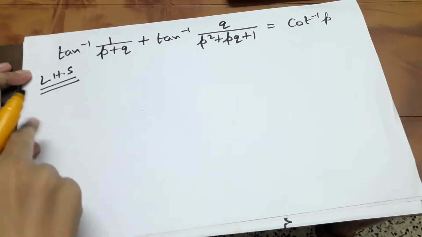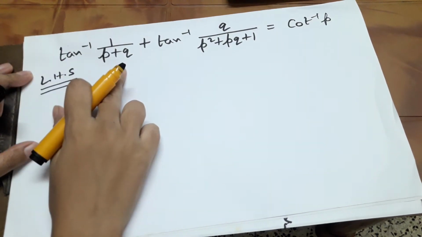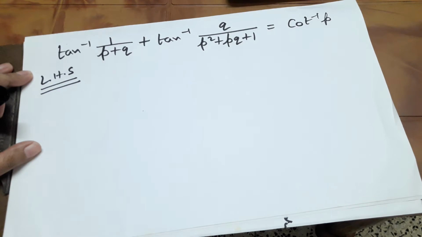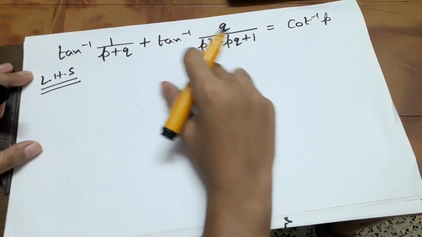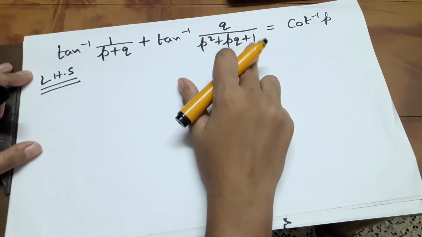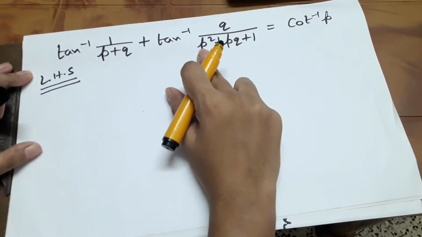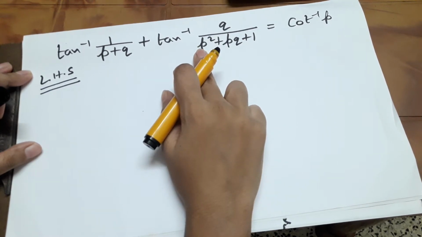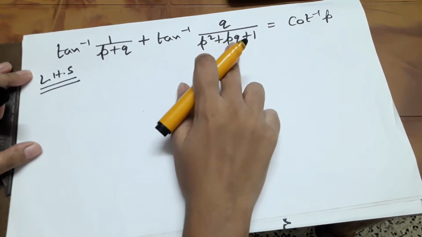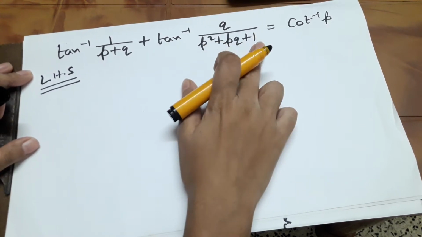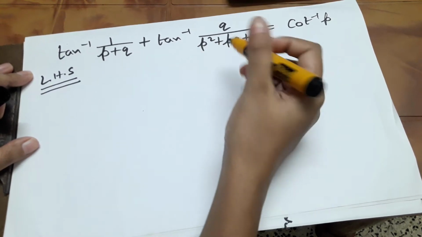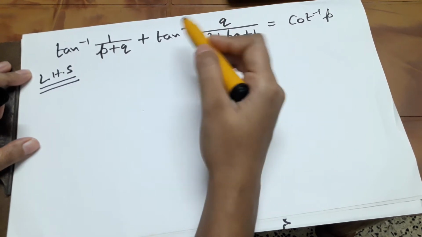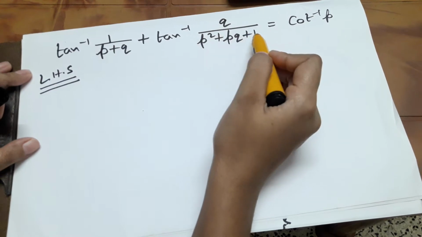Now the next one, you have to prove this. So first tan inverse 1 by p plus q is there, and tan inverse q by p square plus q plus 1. Now think properly. In this term, the format in the denominator is 1 plus ab. Now how will you get ab? If I take p common from there, then I will get p plus q. So p into p plus q, that one is ab. So 1 plus ab is already there. That means in the numerator we have to write a minus b, because one formula is there, tan inverse a minus b by 1 plus ab.